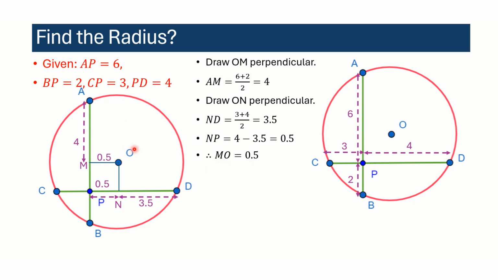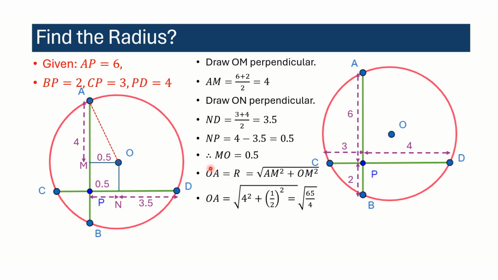So I know MO and I know AM. I can basically join these two. So I will have a right angle triangle, and in the right angle triangle I can use Pythagoras theorem. So if I use the Pythagoras theorem, length OA will be the square root of AM square plus OM square. So this is the radius. This AO is basically equal to the radius of this circle.